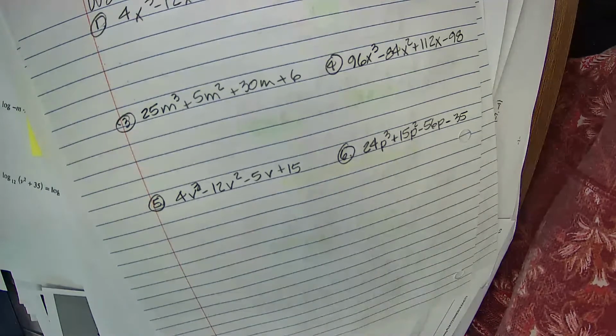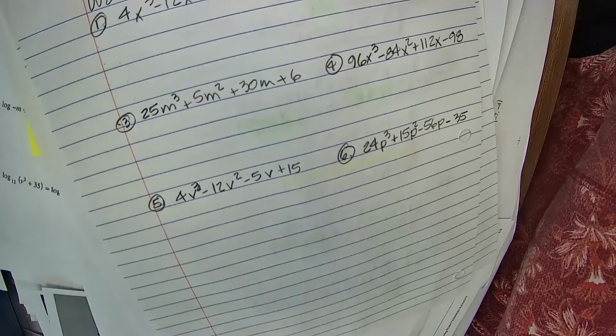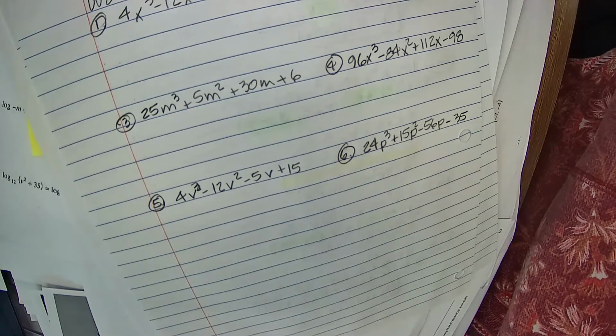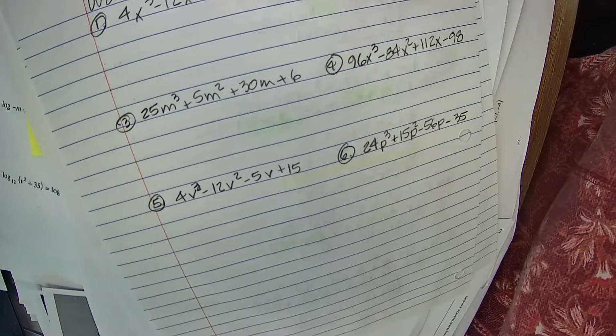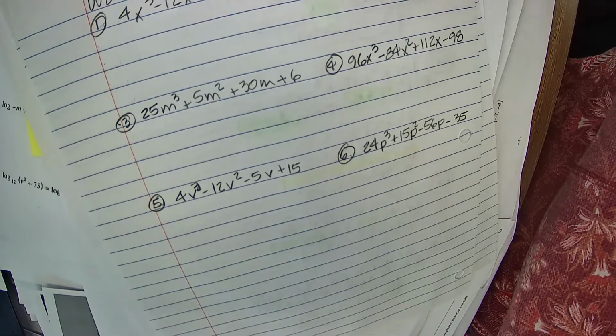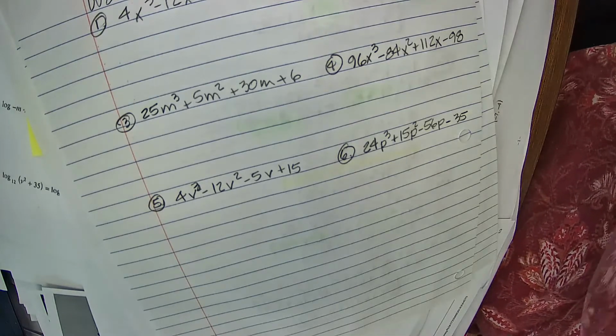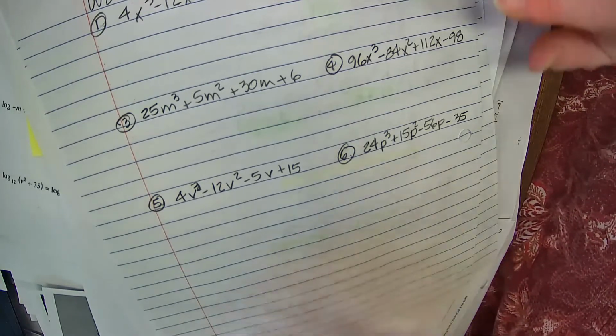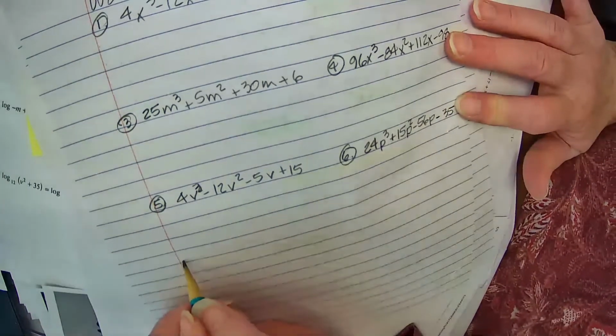-5 times what gives you a positive 15? Negative, so it should be -3, but they don't match up. 4 times what gives you 12? 3. Oh, -3. Okay, they'll match up.